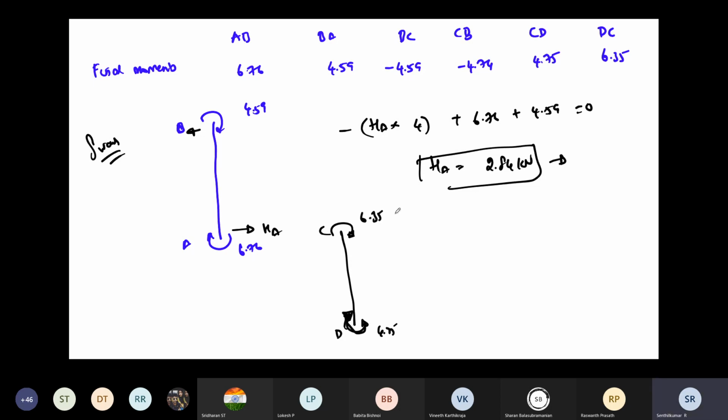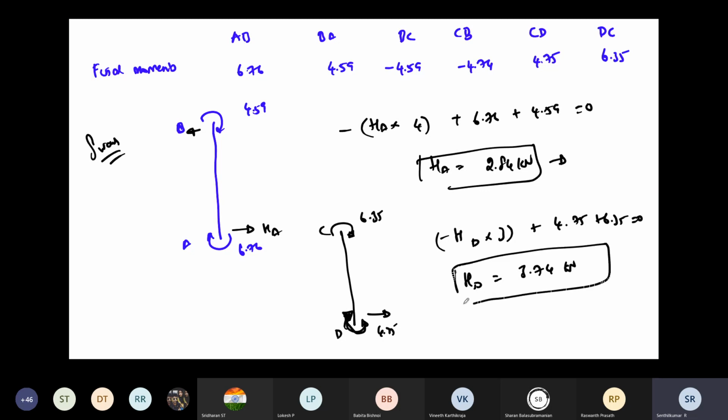4.75, 6.35. When you are calculating the clockwise moments, it should be anti-clockwise. So HD into 3, then plus 4.75 plus 6.35 equal to 0. So finally your HD will come as 3.74 kilometer.